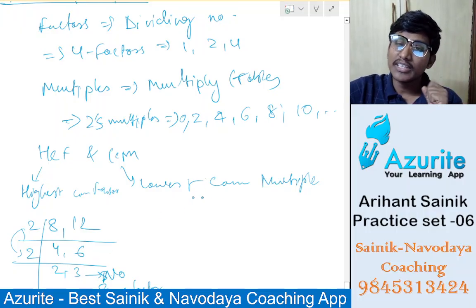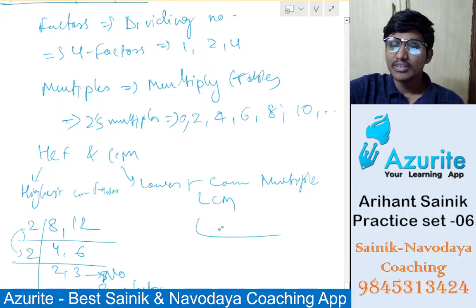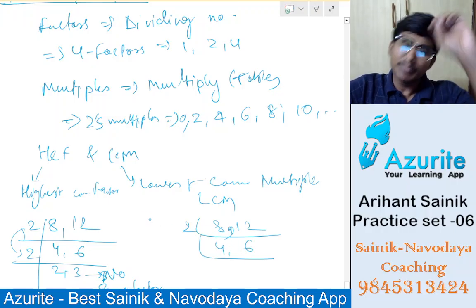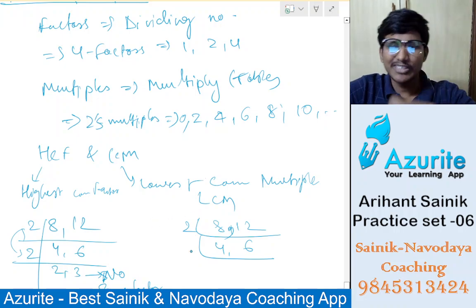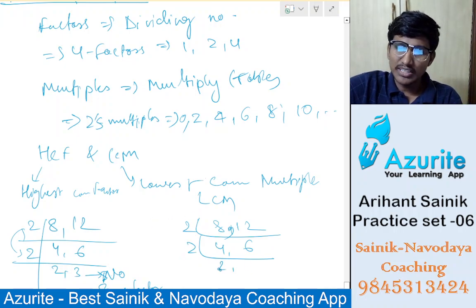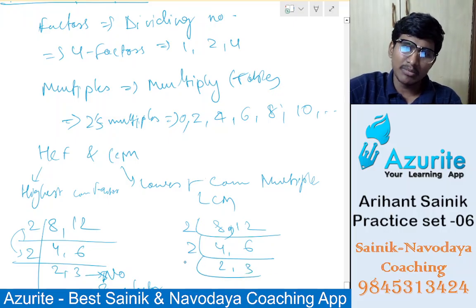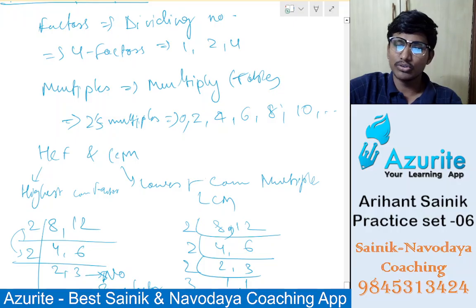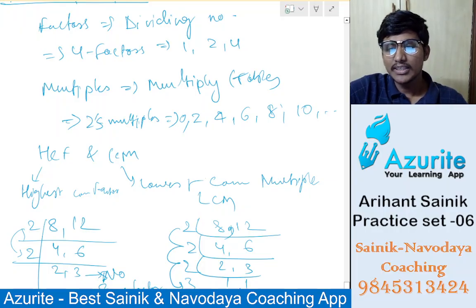But in LCM, what we have to do? We have to divide till we get 1. 2 fours are, 2 sixes are. Divide with prime numbers only, otherwise you will get confused. 2 twos are, 2 threes are. Now 2 and 3 are not in the same table, so 2 ones are, 3 ones are. So this is the LCM: 2 into 2 into 2 into 3. We just have to multiply all of this. So the answer will be 24.